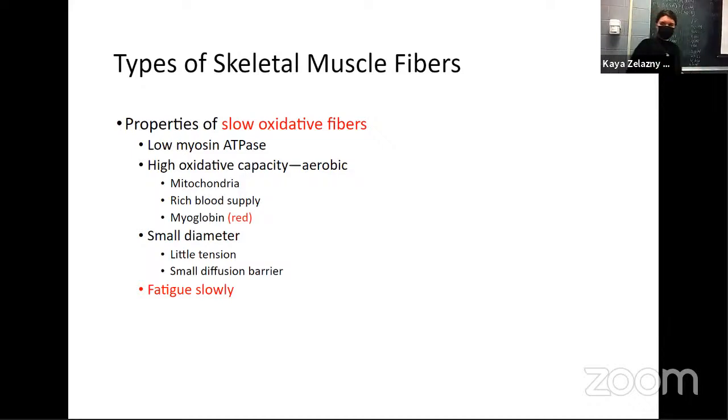And they're small in diameter, so that they have a small diffusional barrier. That's the technical way of saying that it's easier for oxygen to diffuse in, to get into them and into the mitochondria. Because they are small in diameter, this means that they are also going to produce little tension.